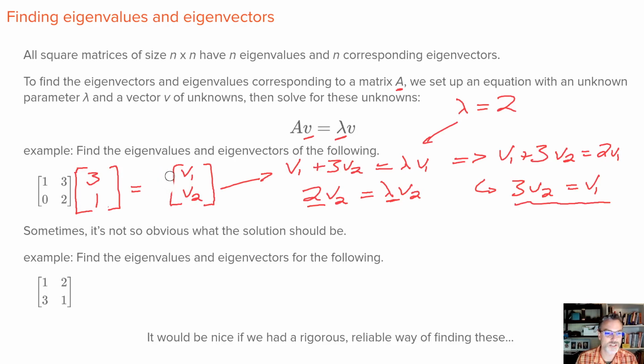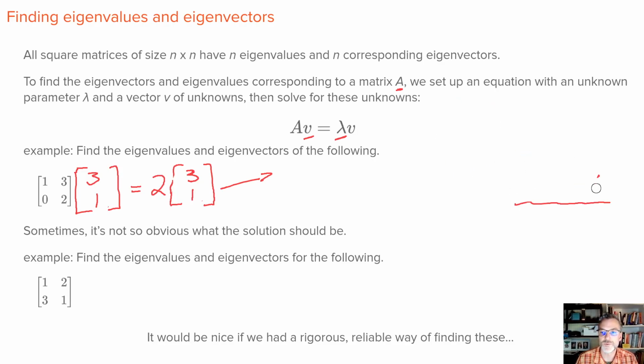Let me erase that, and put that eigenvalue here. And get rid of these, and put those values for the eigenvector in there. And now I can see if this actually works out. So I'm going to do this multiplication on the right. First, I've got 3 plus 3, so that gives me 6. And then down here I've got 2. Sure enough, that is equal to the right-hand side.